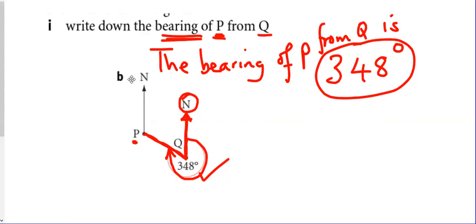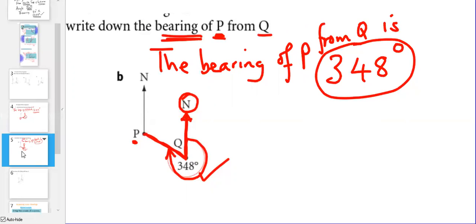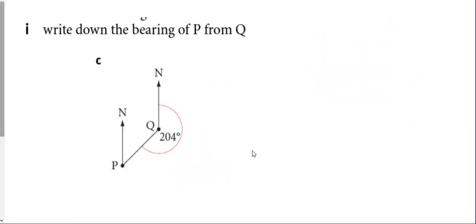Let me see if I have part C. Question part C. So there we go. Here we are. Again, write down the bearing of P from Q. Okay, so we're supposed to write the bearing of P from where? From Q. Okay, from Q.